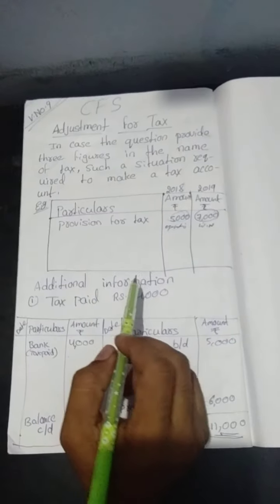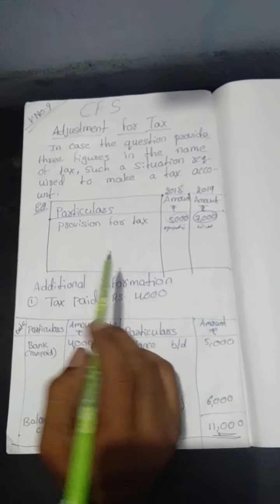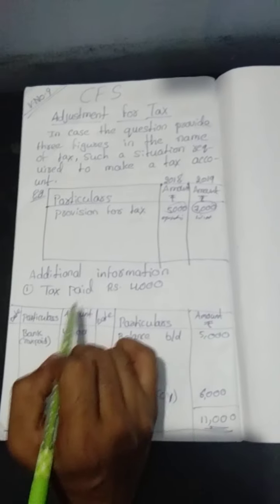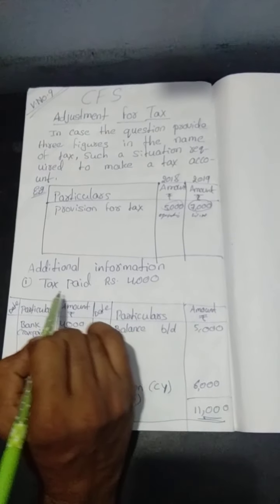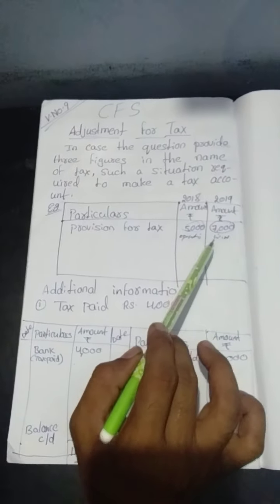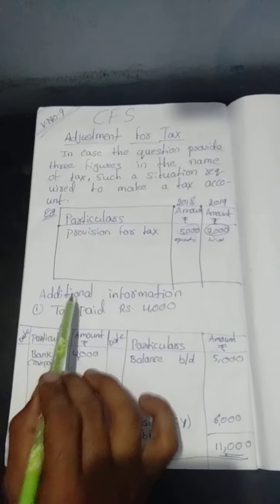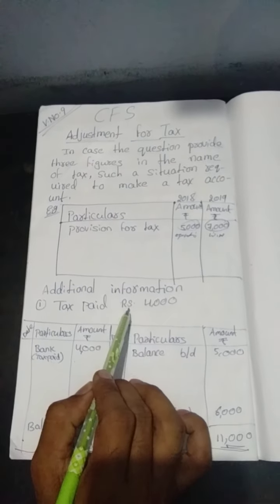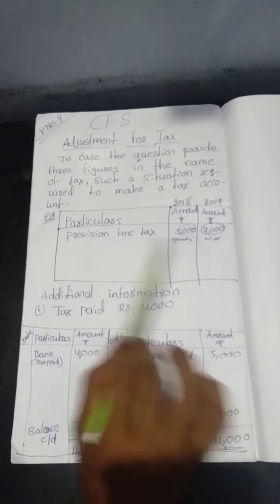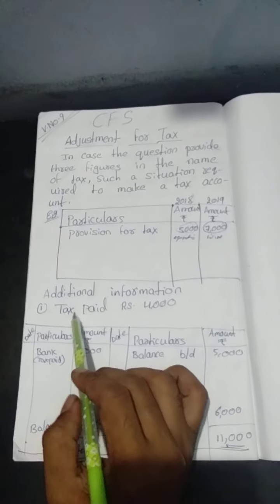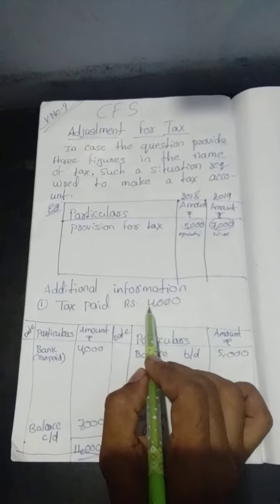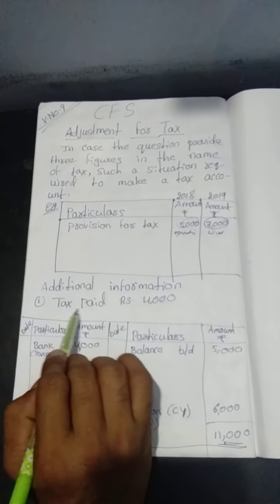So if the question gives one more adjustment for the provision for tax, that means in the additional information, if any more information is given about the tax. Here two figures are already given, and you have already seen their adjustment. Now the question is given with tax paid rupees 4,000, shown in the additional information.